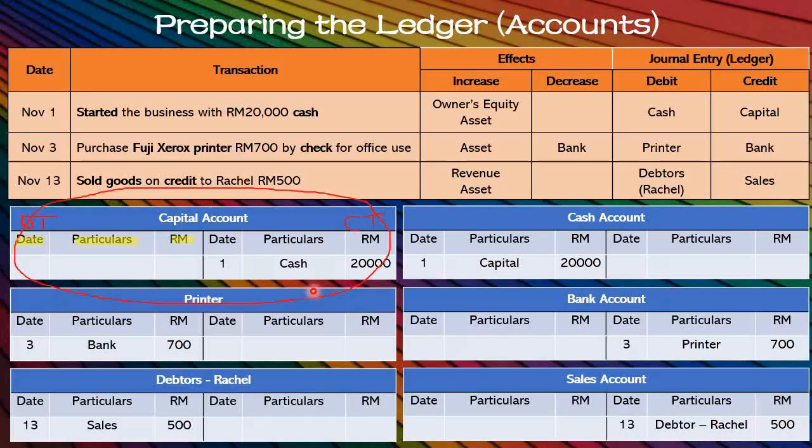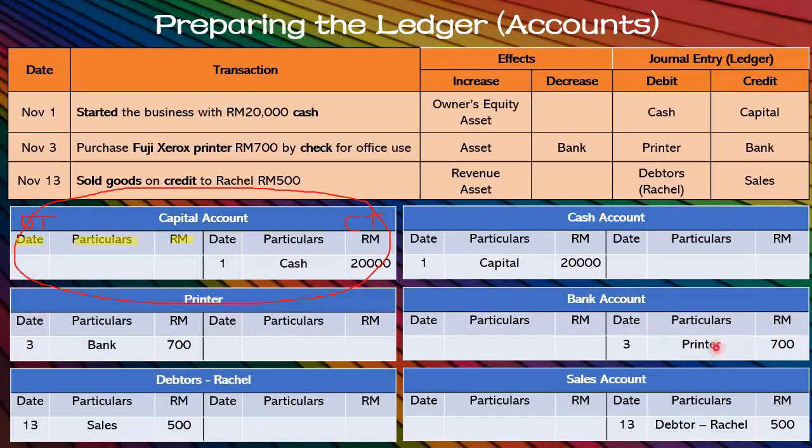Okay, for another example would be purchase yang tadi tu, yang printer tu, kita beli printer kan, so kita cakap debit printer, credit bank. So buka account printer, letakkan di sebelah debit, 3 hari bulan, particularnya apa, siapa kawan dia? Kawan dia di bank account, letak situ printer 700. Dan kemudian dekat bank account letak sebelah kredit.